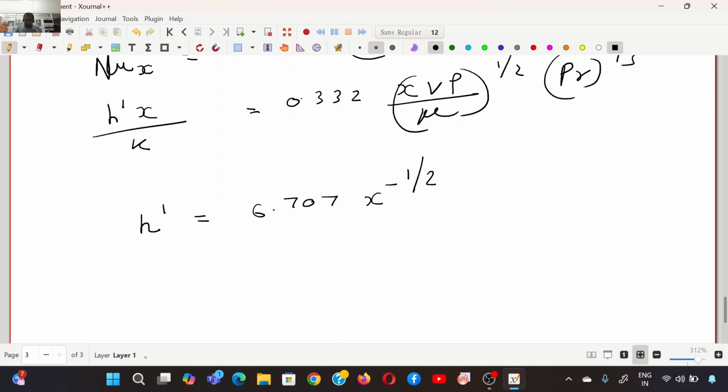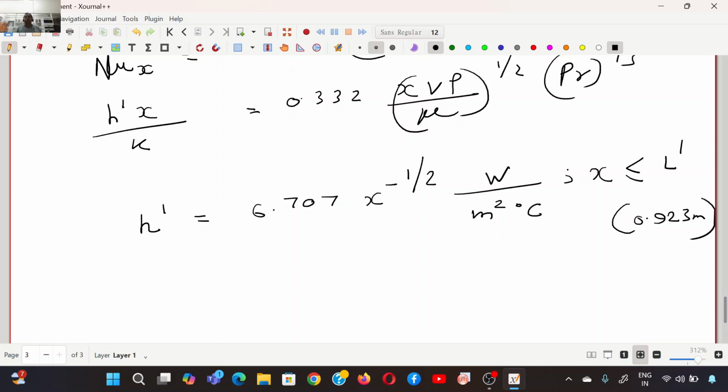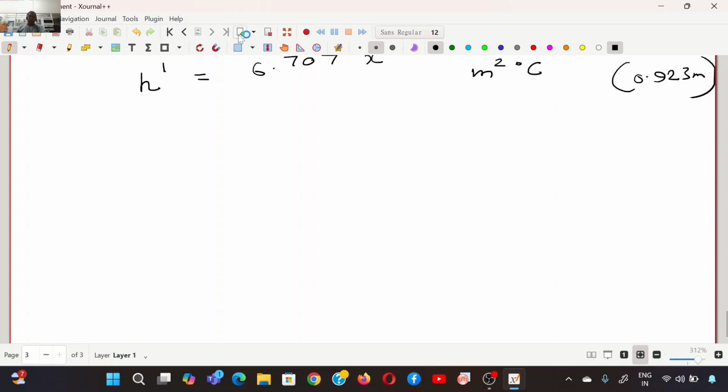And what will be the unit of h prime? It will be watt per meter square degree Celsius. This is in the region where it is laminar. So x is less than or equal to L prime, where L prime is 0.923 meter. Fine. So this is our expression, h prime is equal to 6.707 x to the power minus half. Now let us look at the turbulent region.